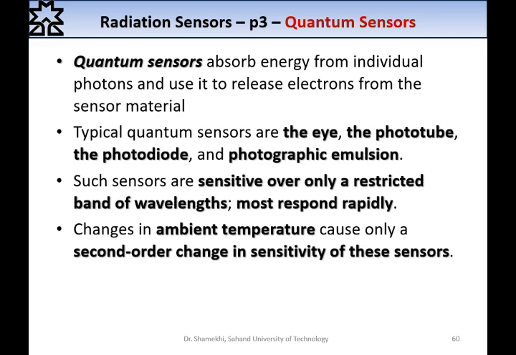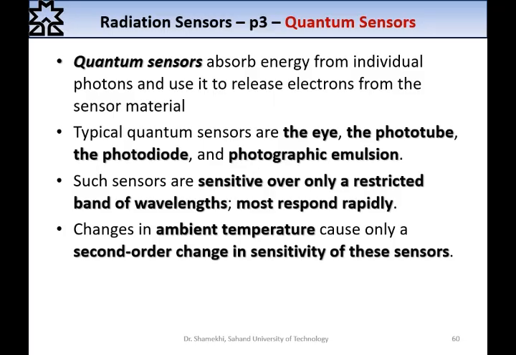Based on the name, quantum sensors absorb energy from individual photons and use it to release electrons from the sensor material. Typical quantum sensors are our eye, the phototube, the photodiode, and photographic emulsion sensors.